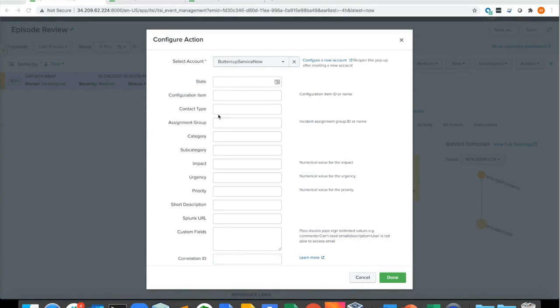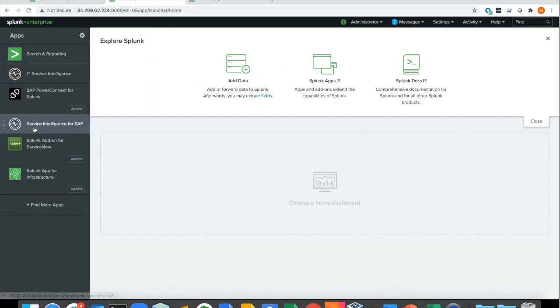The good news here is that a lot of self-describing information is collected from SAP via Power Connect. Power Connect knows exactly what the underlying platform is. Is it ABAP? Is it Java? What components are being installed? And even what the underlying database is that is being used. Based on this, the creation of the service tree is fully automated.